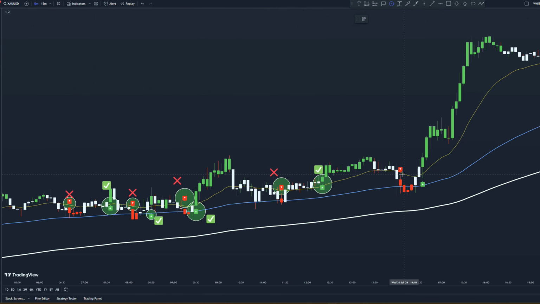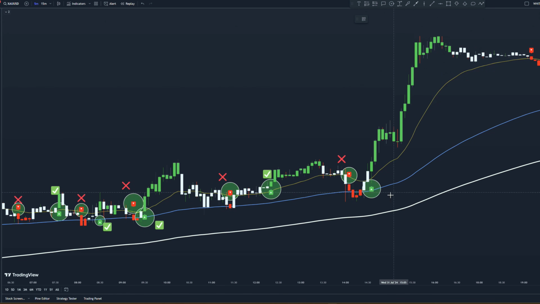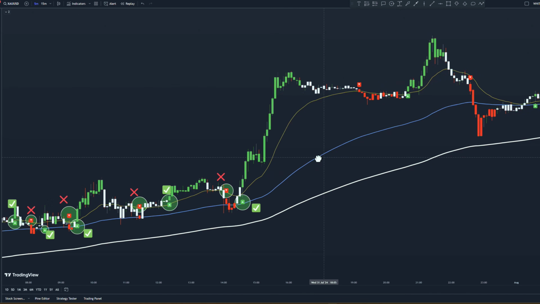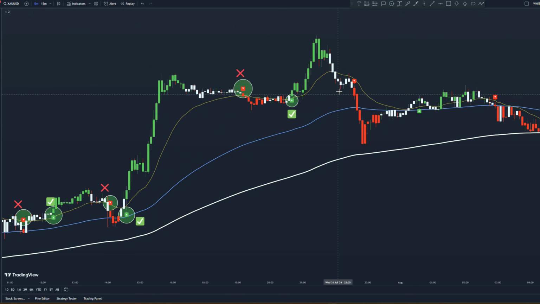In this busy market situation, we've seen a bunch of signals, but our strategy accurately filtered out the fake ones and verified the solid opportunities. This is exactly what makes this approach so effective.